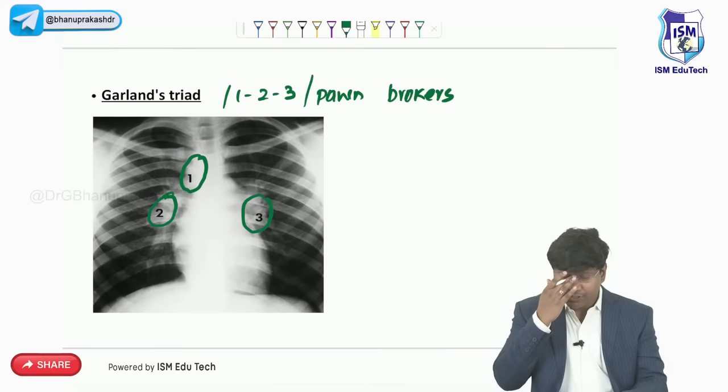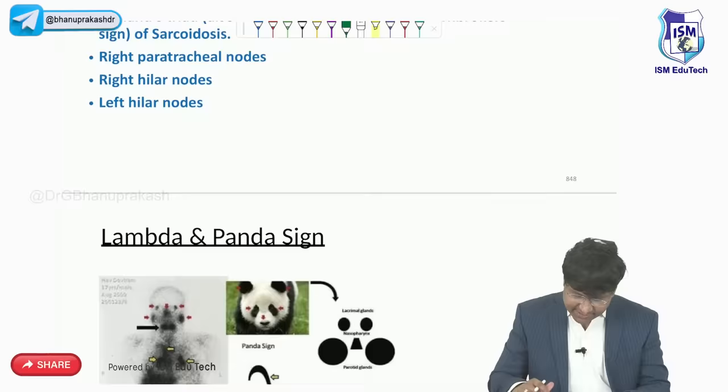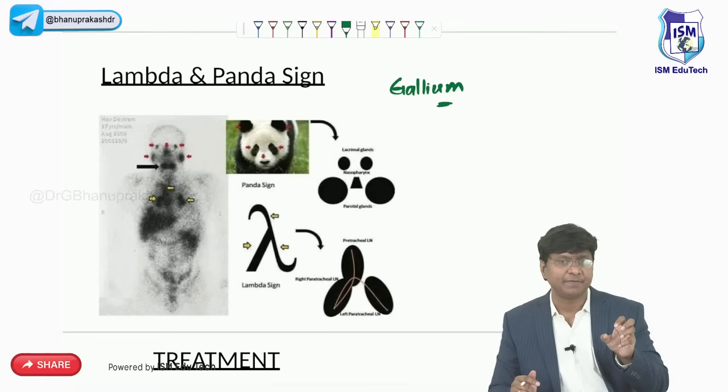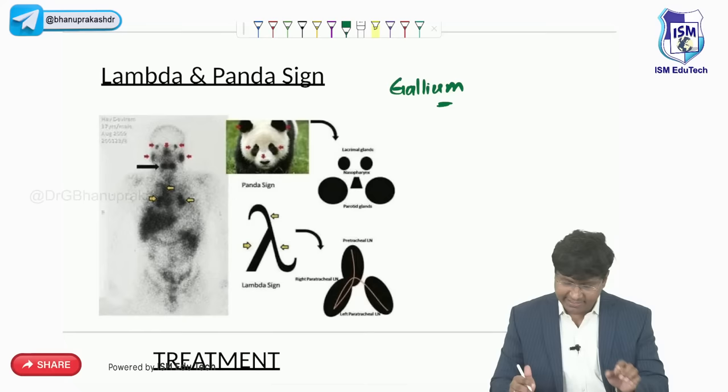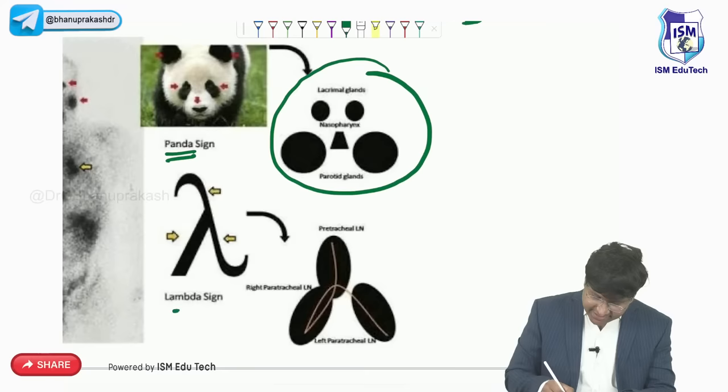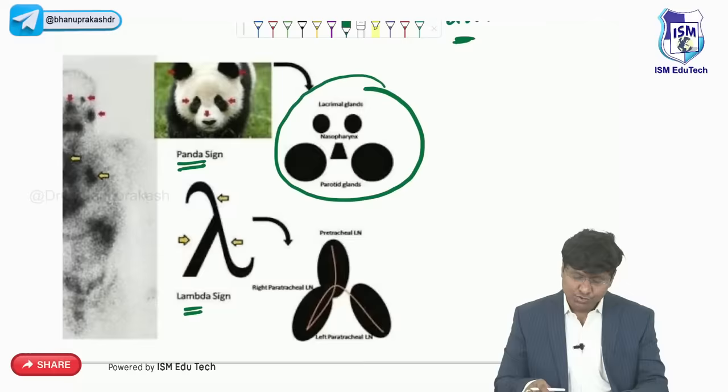And the next important topic is the gallium uptake studies. When you give gallium, it will be taken up by the lacrimal glands as well as the salivary glands. When gallium is taken up by lacrimal glands and salivary glands, you get the classical panda sign. And when gallium is taken up by your hilar lymph nodes and paratracheal lymph nodes, you get the characteristic lambda sign. So you have two important signs: one is the panda sign, the other one is the lambda sign.